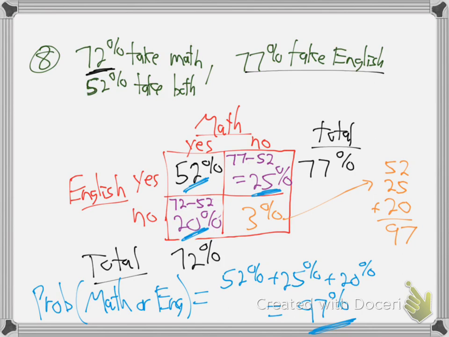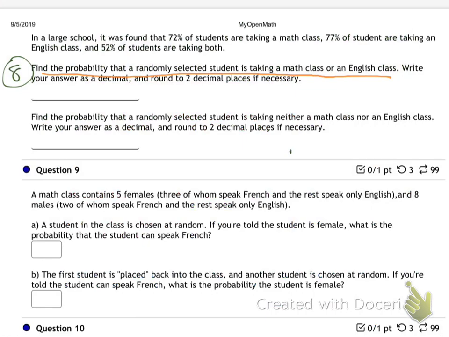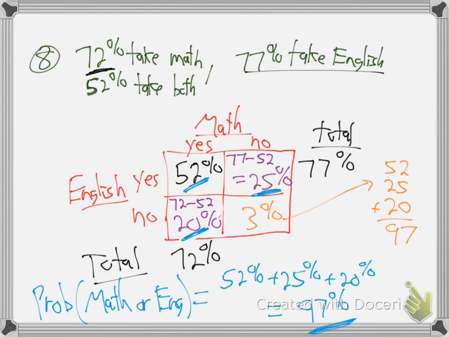All is well. Now they ask another question. Find the probability of taking neither math nor English. What's the chance they're taking neither math nor English? 3%. That's just right there, because that's the no for both. Is that making good sense? So you good with making those tables?